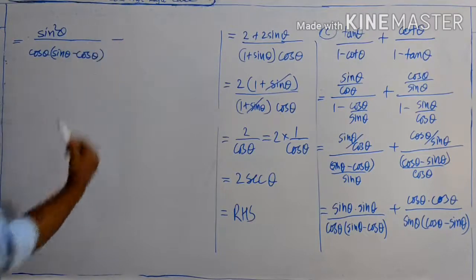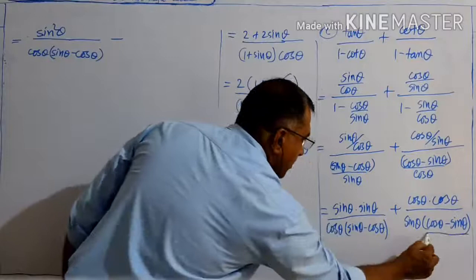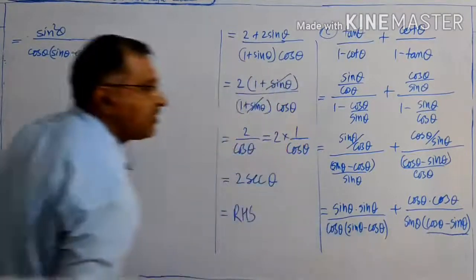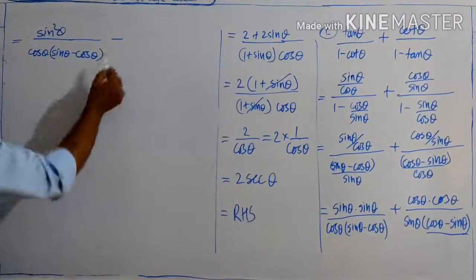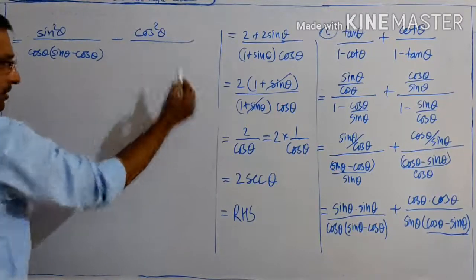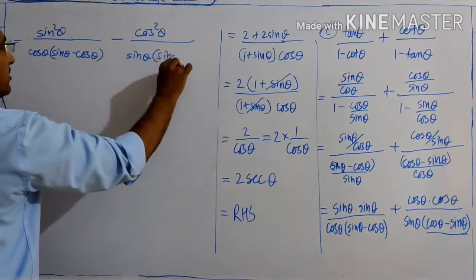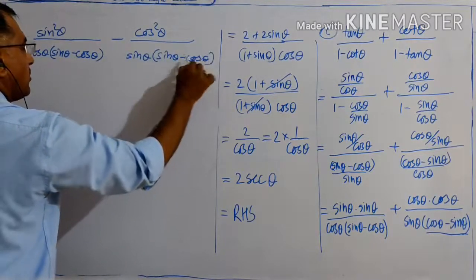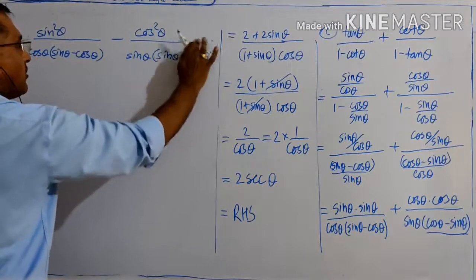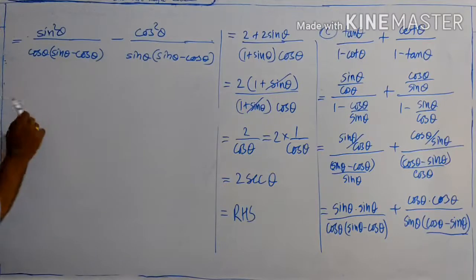Here it is plus, but we can take minus, as here we will now take cos theta minus sin theta, we will take sin theta minus cos theta. So the negative sign is common. So we will get negative cos square theta divided by the denominator sin theta in bracket sin theta minus cos theta. So here cos theta minus sin theta, now it is sin theta minus cos theta, taking negative common.